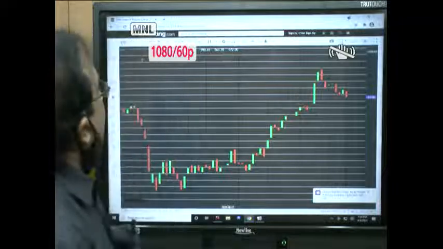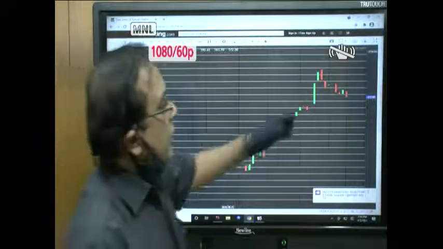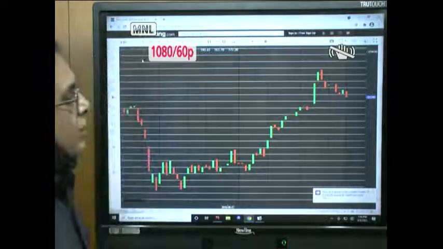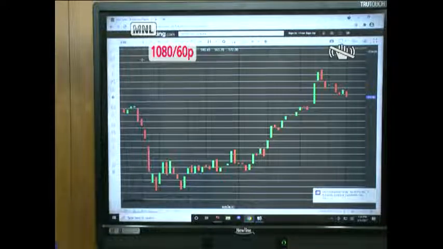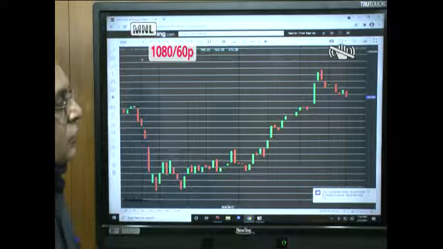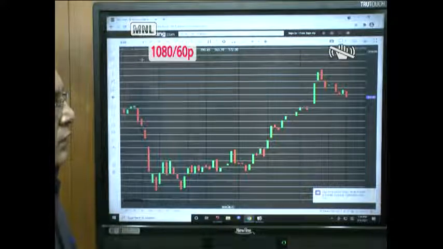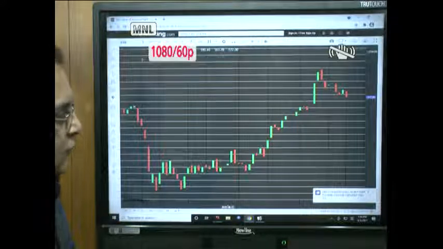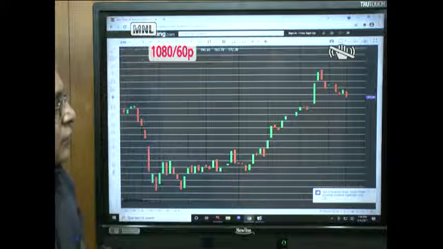Now this is ICICI Bank. The weekly chart is down, so I think we should go along with this particular trend of the weekly chart going down. So I think we should see markets heading towards a lower level as far as ICICI is concerned, as far as the market also is concerned. So we should now be looking at this.